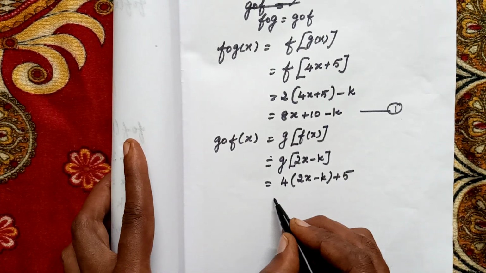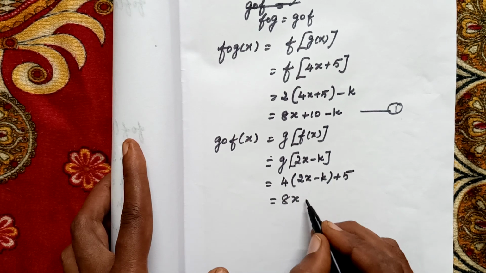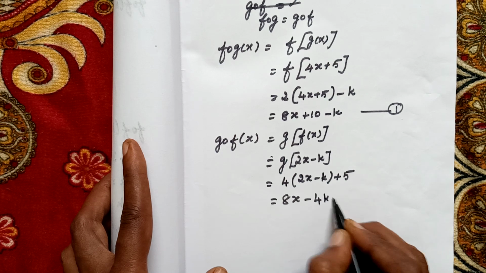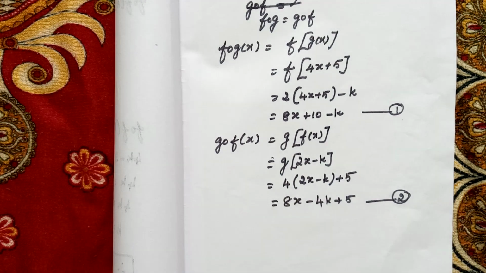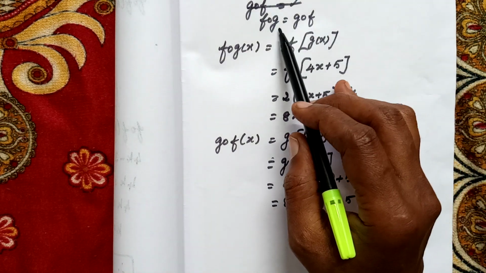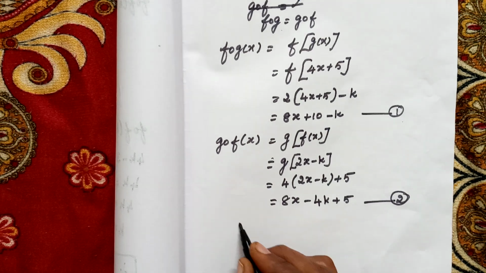Here multiply inside this: 4 2s are 8x, 4 ones are 4k, plus 5. This is equation 2. Now both are also equal. What is given? F composite g is equal to g composite f. When we are equating, what are we getting?